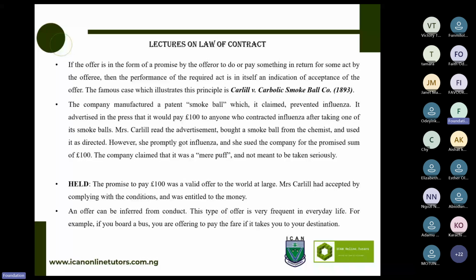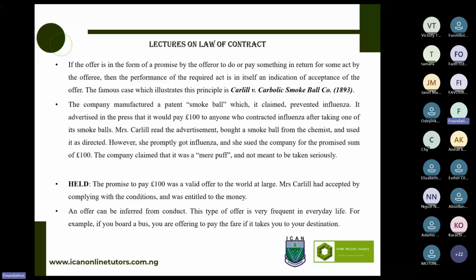Now, this sign is actually pound. So the promise to pay £100 is a valid offer to the world at large. You understand? It's a valid offer to the world at large. That is the promise. It's a valid offer on its own. Now, Mrs. Khalid went ahead not only to accept, but to follow the instructions.